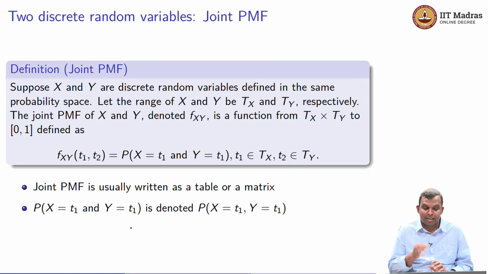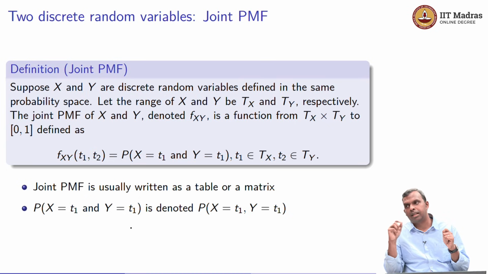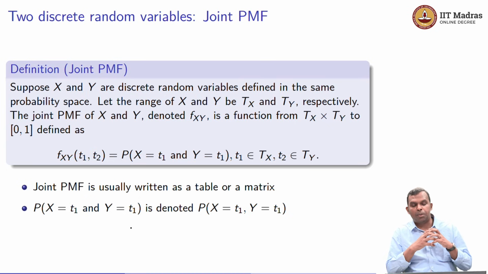Okay. Now what is this f_XY? It's a function from the Cartesian product Tx cross Ty to [0, 1]. And how do we define this function? The arguments are two now, because it's a Cartesian product. There is a t1 that will come from Tx and there is a t2 that will come from Ty. For every t1 and t2, this f_XY will assign a number. You give me a value in the range of X, give me a value in the range of Y. This joint PMF will assign a probability, a value between 0 and 1, to the pair t1, t2.